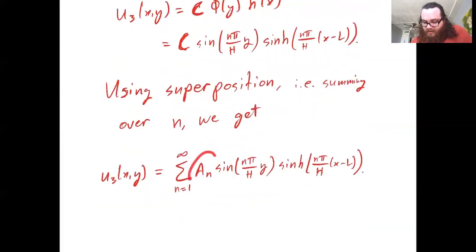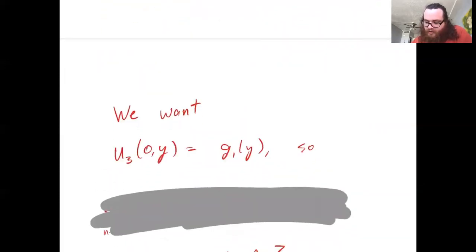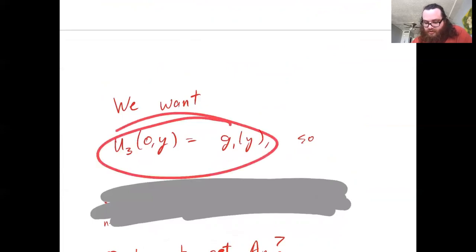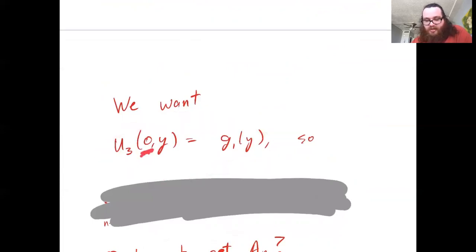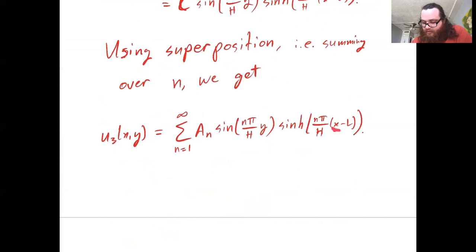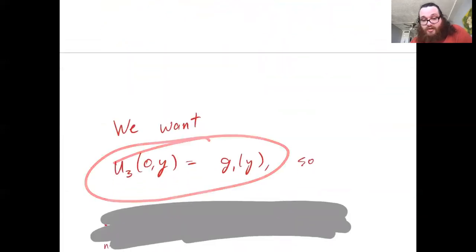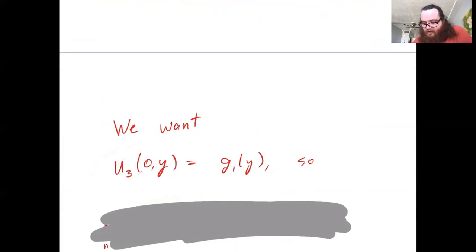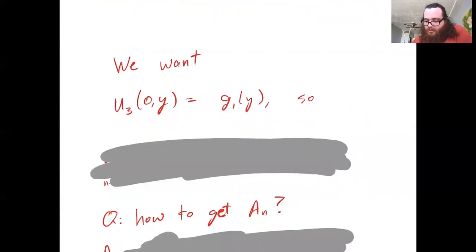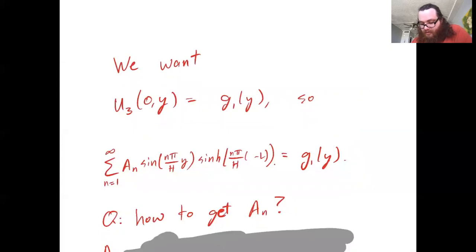So now what we're asking is, what are these a sub n? Well, we want our general solution evaluated at x equals 0. So plug in x equals 0 right here. We want our general solution to be equal to g sub 1 of y at x equals 0. So if you plug in x equals 0 into the above expression, we get this thing with a 0 minus L right there equal to g1 of y.